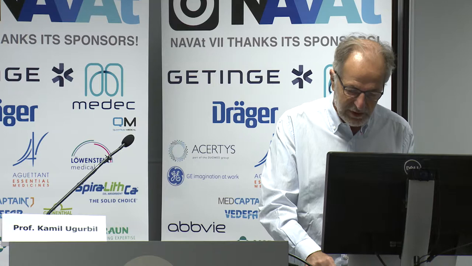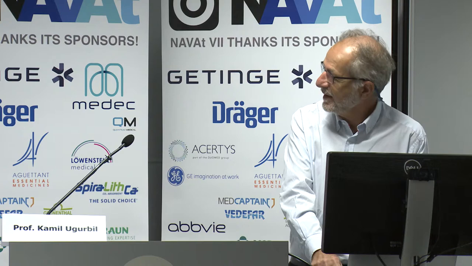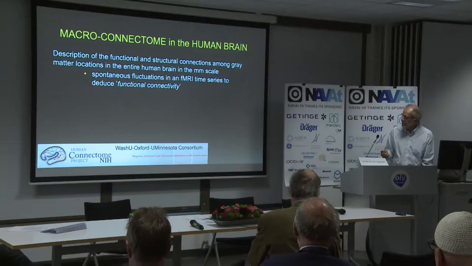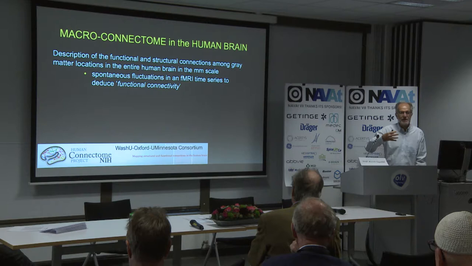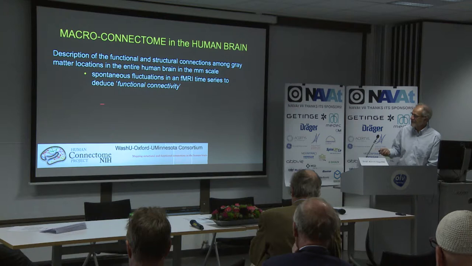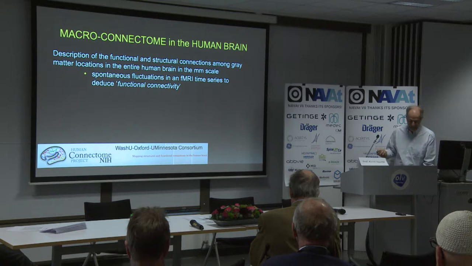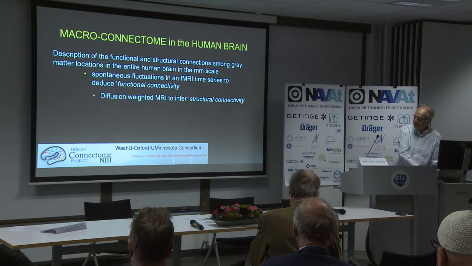So we launched a lot of technology development, which is what we were working on anyway, and then we used fMRI, but not task fMRI, which is what I was showing you. In other words, I was showing you responses of the human brain to visual stimulation or asking to perform a task. But there are spontaneous fluctuations you can obtain from fMRI that give you information about connectivity. And there's another technique, diffusion-weighted MRI.